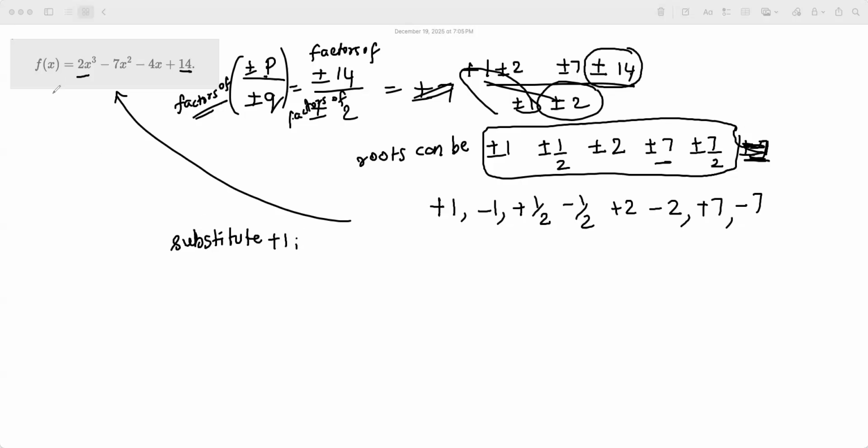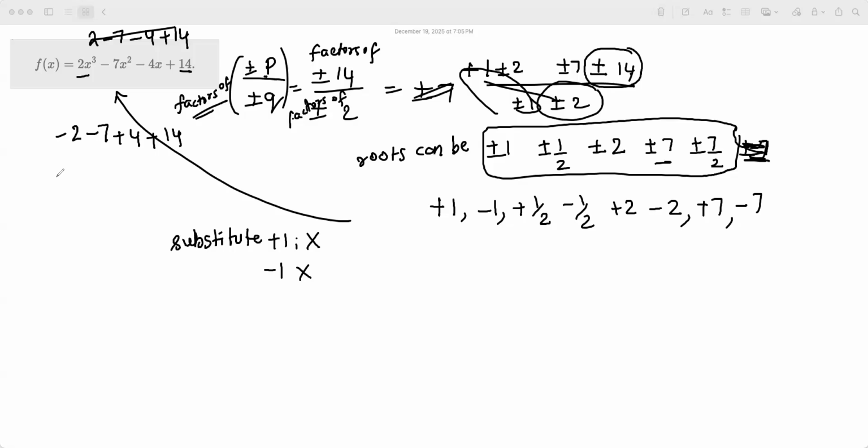Let's substitute plus 1. If you substitute plus 1, 2 minus 7 minus 4 plus 14. Is that 0? No, I don't think so. So plus 1 doesn't work. Let's substitute minus 1 and see. Minus 2 minus 7 plus 4 plus 14. Oh, no guys. Let me quickly check. Minus 2 minus 7 plus 4 plus 14. Yeah, it's not making any sense to me.